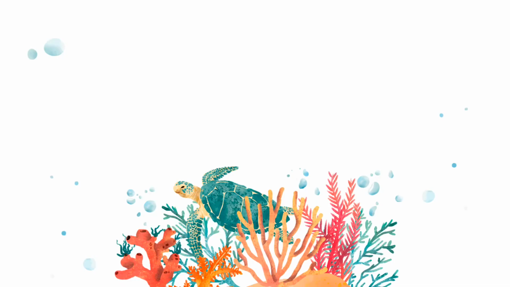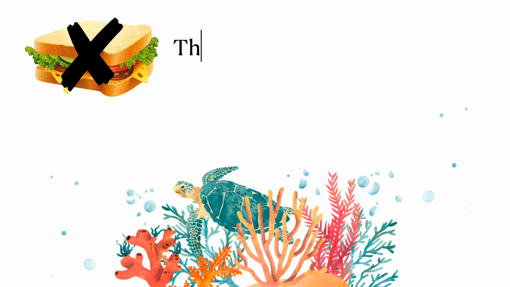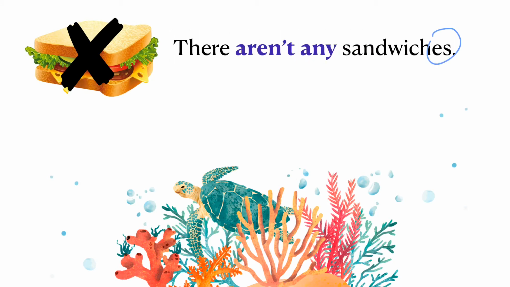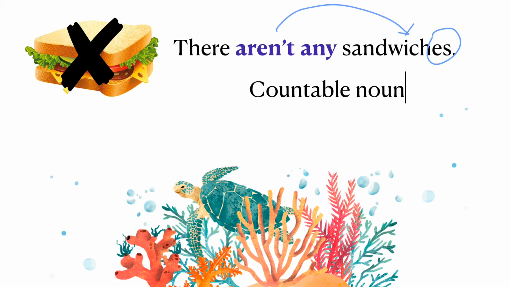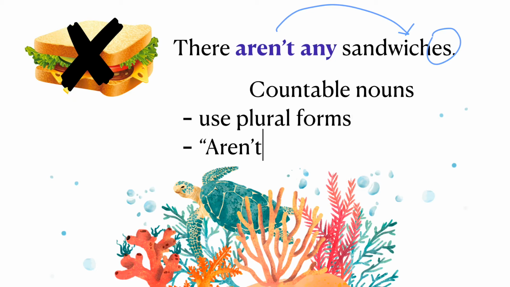What if we have nothing? Then we should use the word any in this case. For countable nouns, we will use the plural forms. That means we add the letter s or es after the noun. For example, if we cannot find any sandwiches in the kitchen, we should say there aren't any sandwiches. We are using aren't instead of isn't because we are using the plural form sandwiches.